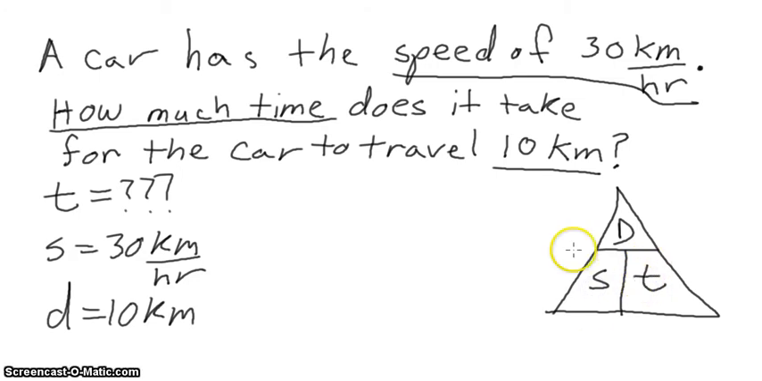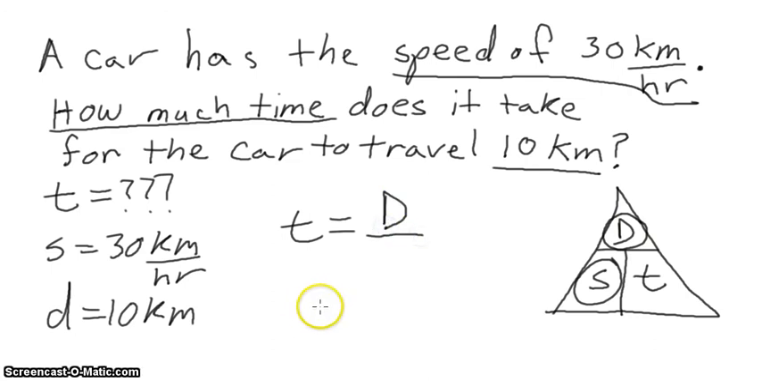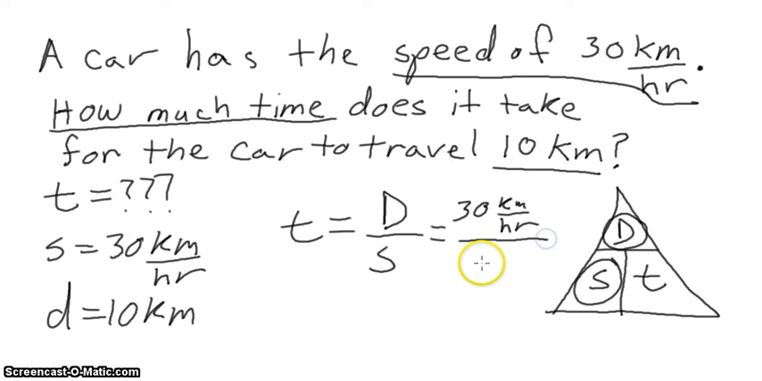Okay, in this case I'm looking for time, so I'm going to put time equals, and I have distance given to me in the problem, and speed given to me in the problem. So in this case, distance is on the top, and speed is on the bottom. So I'm going to write distance on top of speed, and that means that I'm going to divide the distance by the speed. So if I have 30 kilometers per hour, and I divide that by the, I'm sorry, I did that upside down. Even teachers make mistakes.